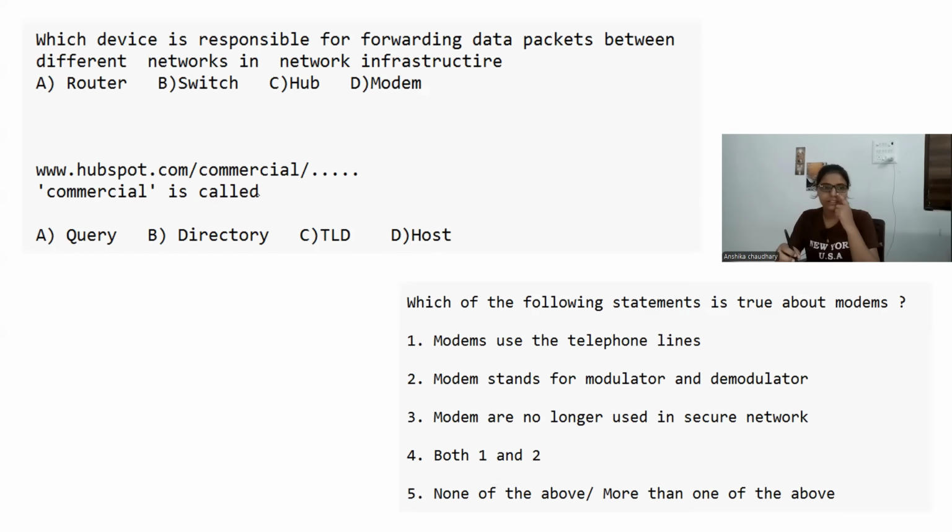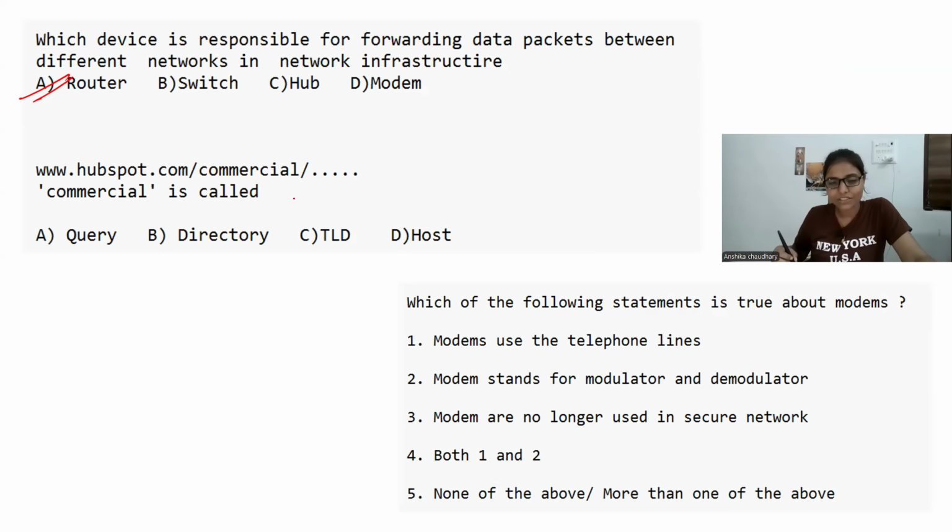The next question is, which device is responsible for forwarding data packets between different networks and different network infrastructure: router, switch, hub, or modem? We are seeing this question repeatedly, right? So the answer will be router. Let's move on to the next.